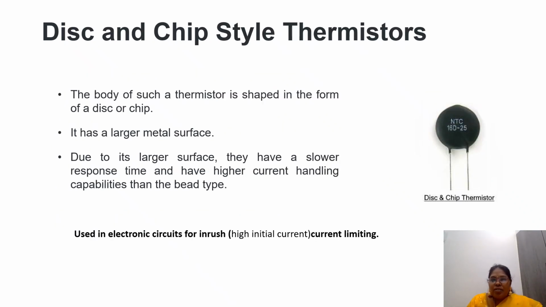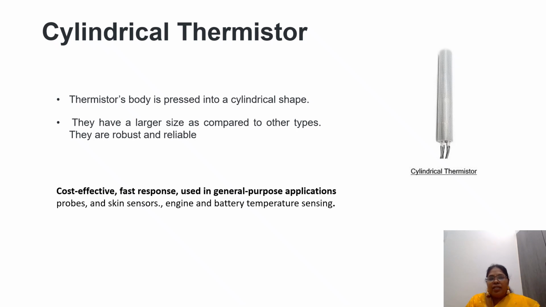The next one is the disc and chip type. This is the disc type thermistor. The shape is in the form of a chip, and here you have two cables. It has a larger metal surface, so it has a lower response time. The response time is very low, but it has higher current handling capacity when compared to the bead type, and it is used in electronic circuits wherever you want to handle a high initial current. Then we can go for this disc and chip type thermistor. And the next one is the cylindrical type.